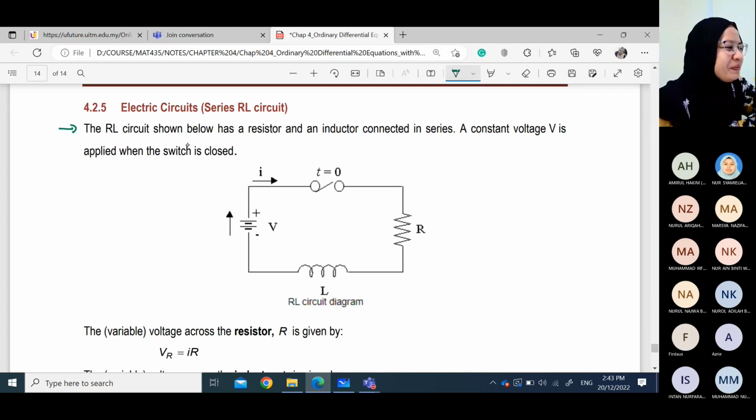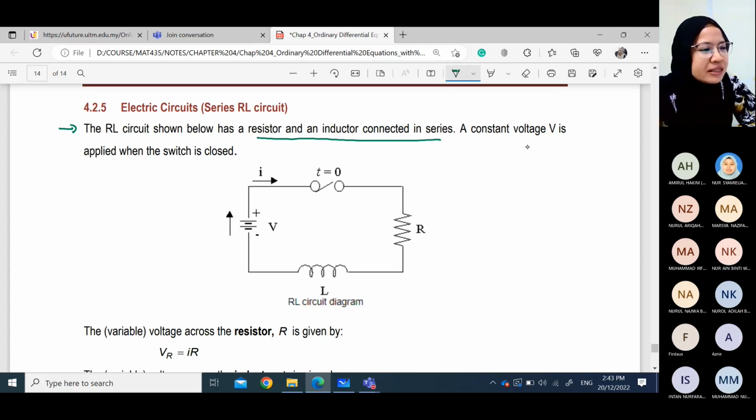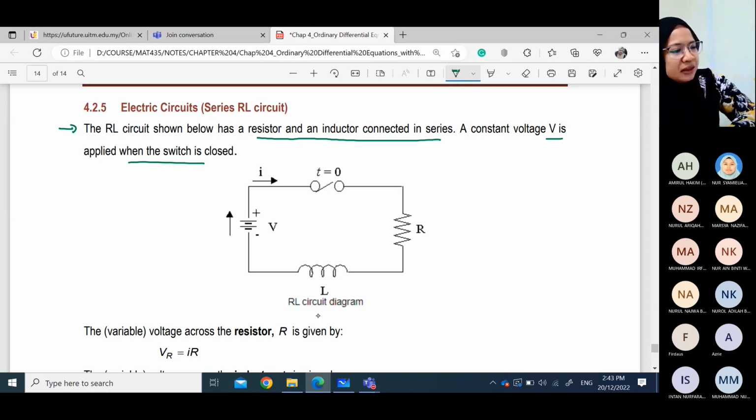Alright, so look at this one. The RL circuit shown below has a resistor and inductor connected in series. So a constant voltage V is applied when the switch is closed. Okay, so bila switch close, so the current akan berjalan lah. Betul?